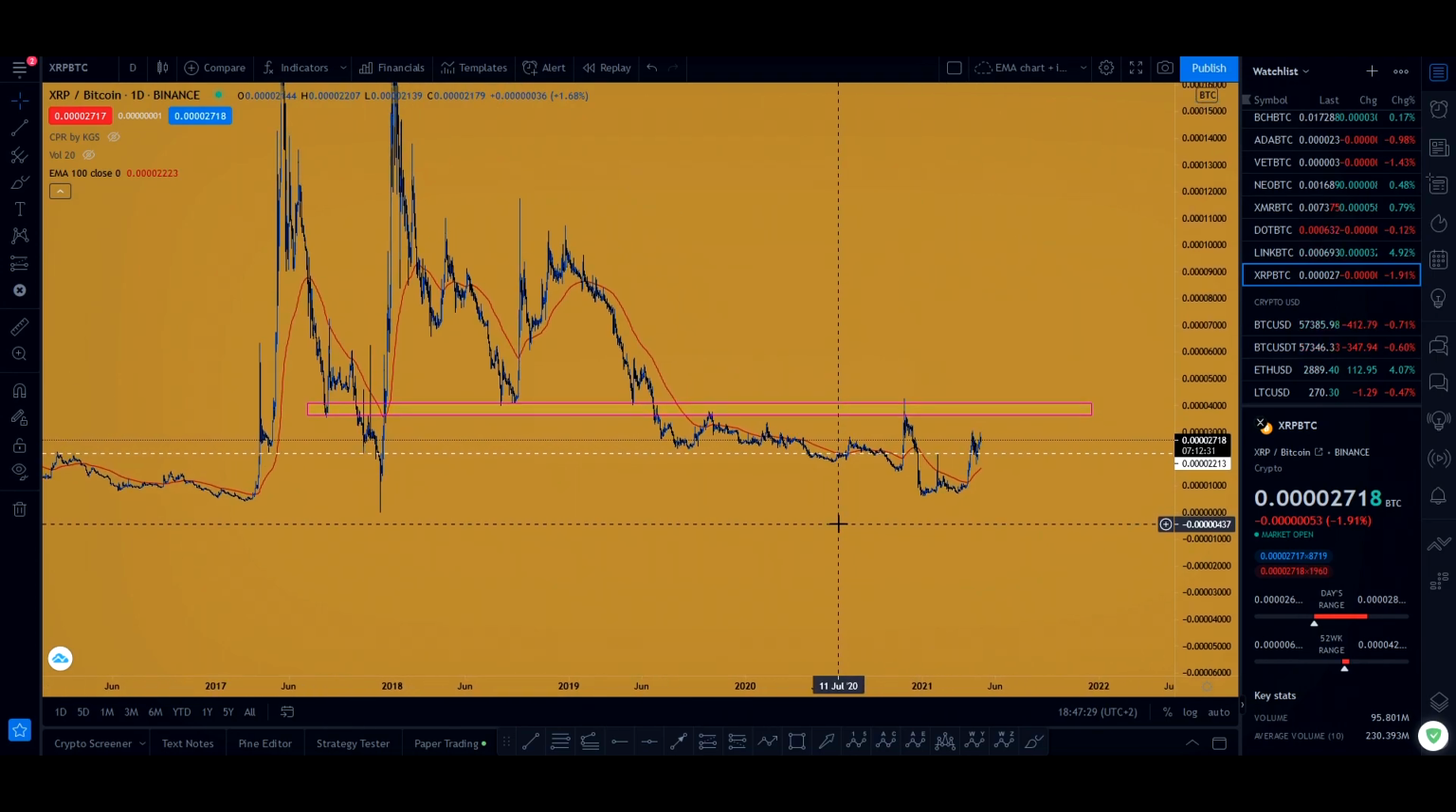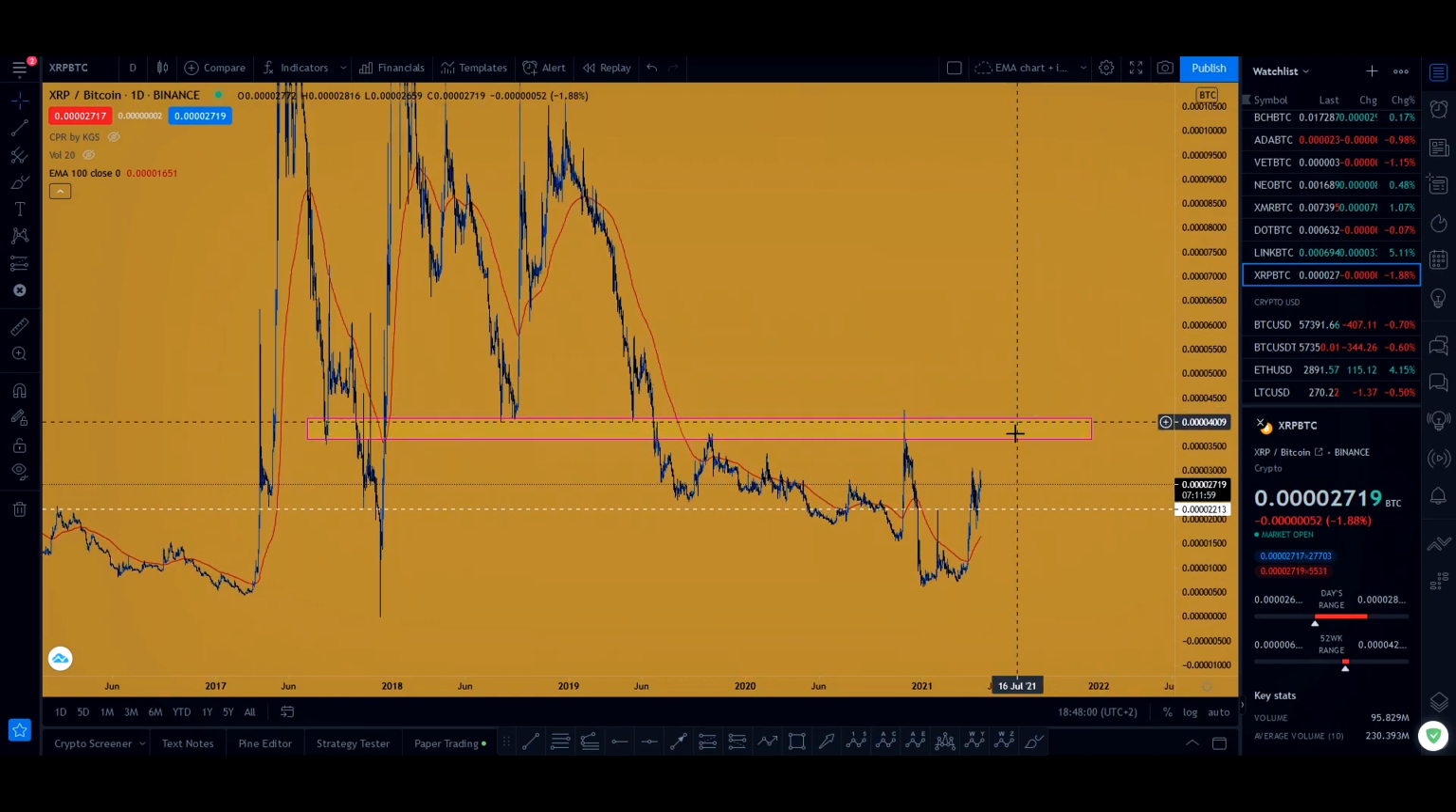Next thing, we are going to look at the XRP Bitcoin chart. Here again, we have this major structure level around 3,500 sats, and XRP tried twice to push through this resistance, once here and once right here, but unsuccessfully. And then we had this big drop, and now we are probably heading towards this zone again to retest it.